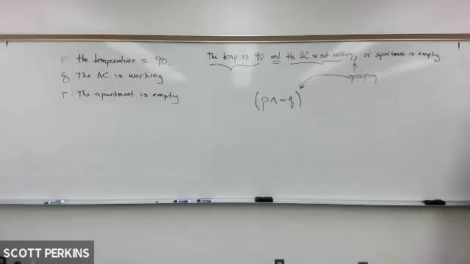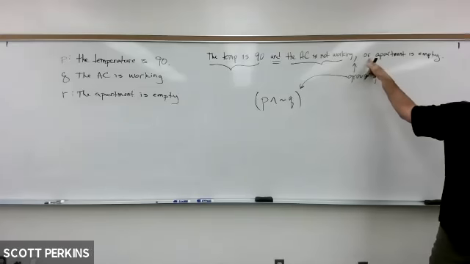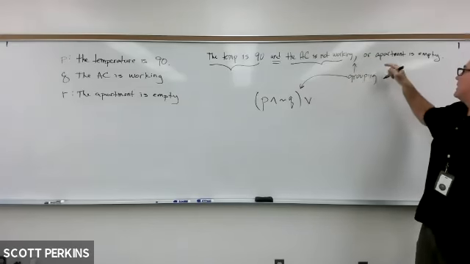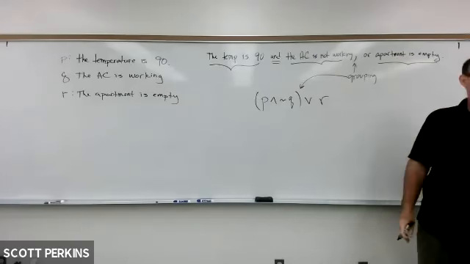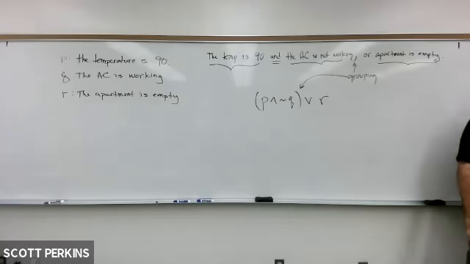Now, if there was more than one statement on this side, you'd use another pair of parentheses over here. But we've only got one statement. So we've got or. What's the symbol for or? The V. The apartment is empty. And that is? There you go. Can you put the last part of it in? Not when there's just one statement. I mean, it wouldn't be wrong, it's just not needed.